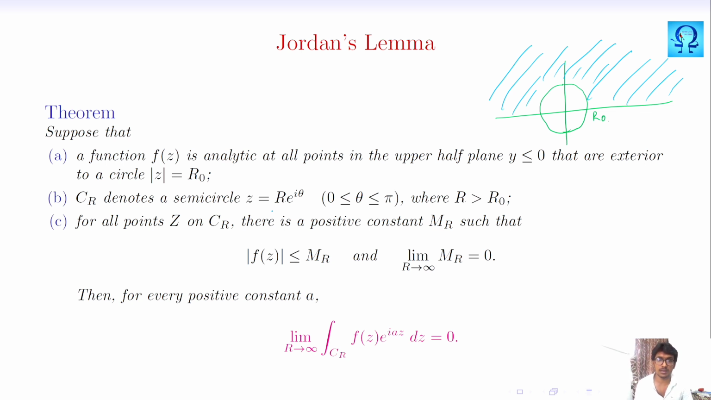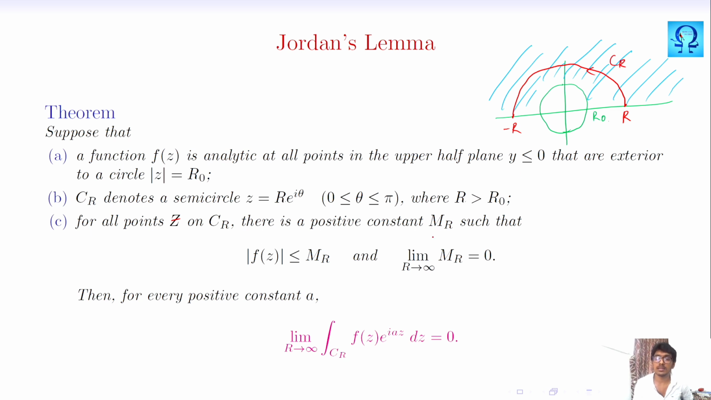And it is given that CR denotes a semicircle, z equals r e to the power i theta, where theta lies between 0 and pi, and r is bigger than r0. So r0 is here. We will have to choose r which is bigger than that. If we choose this as r, and somewhere we have minus r, then we have a semicircle of this form. For all points, this is not big Z, there is a typographical error here, it is small z.